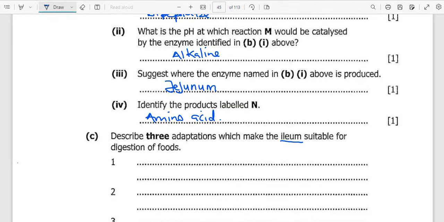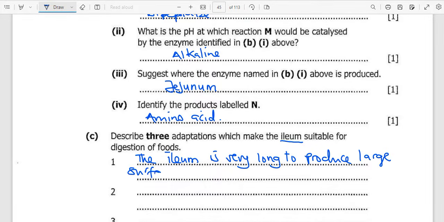So we are saying that the ileum is very long to produce a large surface area for absorption of food.